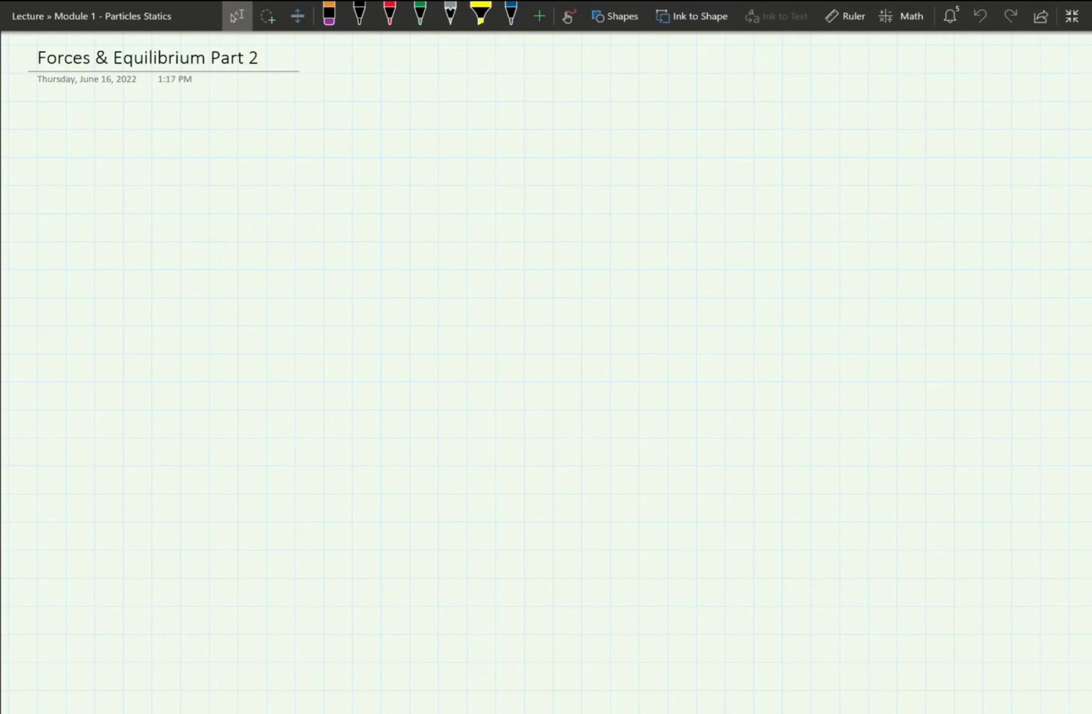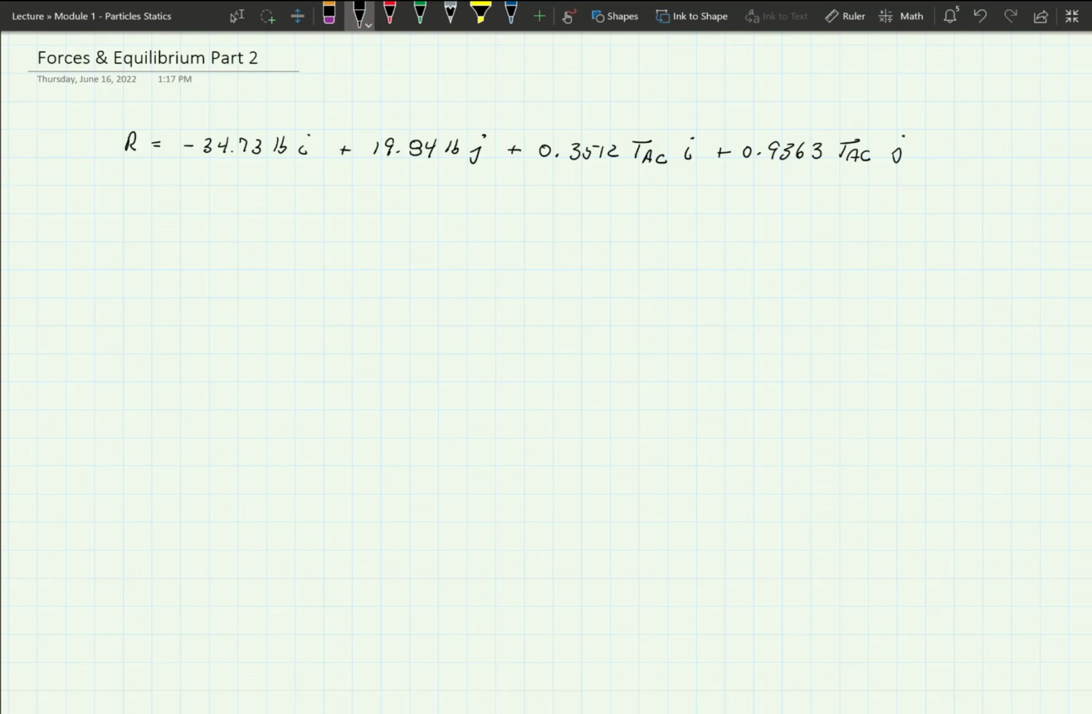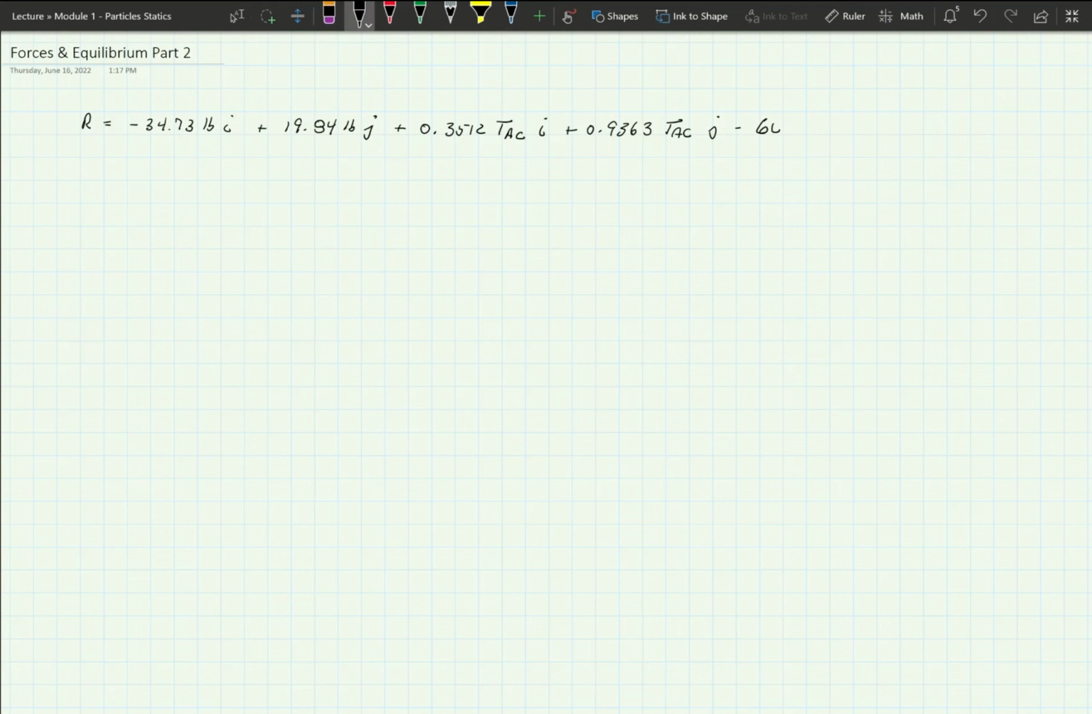Okay, all right, so if I look at this, I'm going to write this as R is equal to negative 34.73 pounds I plus 19.84 pounds of J plus 0.3512 TAC I plus 0.9363 TAC of J. And we're going to continue on down here. So let's do minus, actually, I'm going to shrink it a bit and we'll come over, minus 60 pounds of J plus FD of I. Okay, so that's our full equation.